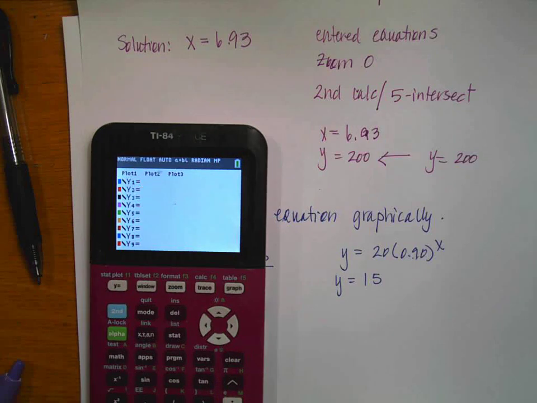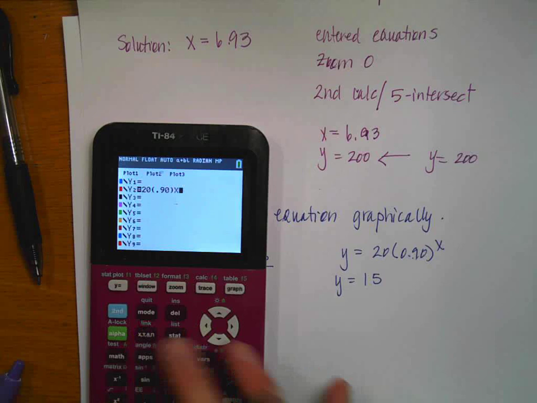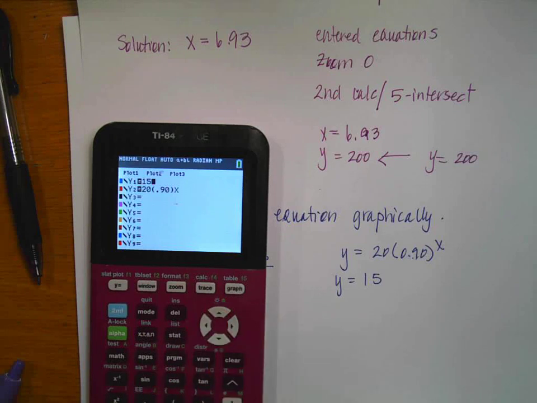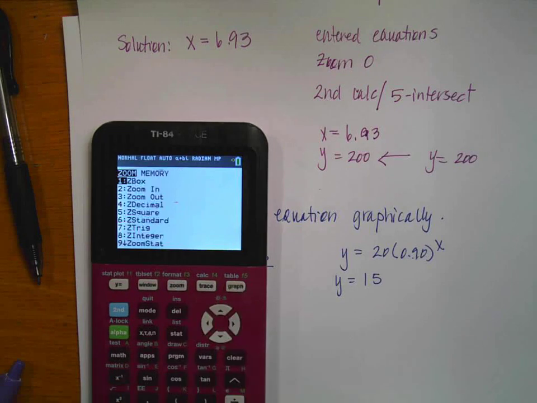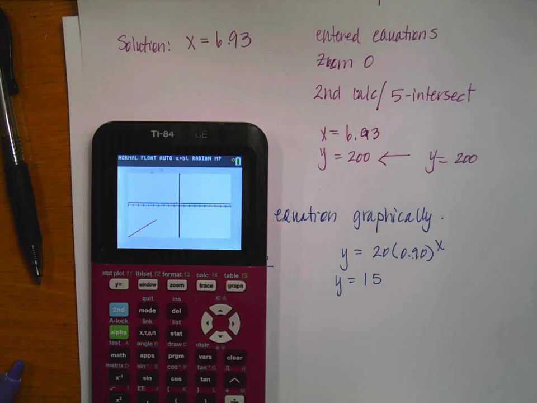Alrighty, so let's put those two equations in our calculator. So if I go to my y equals and I clear what's there, I have 20 times 0.90 raised to the x. Oops, I missed. And then I have 15. It doesn't matter what order you put them in. And I'm going to do a zoom 0. So there's the horizontal line.